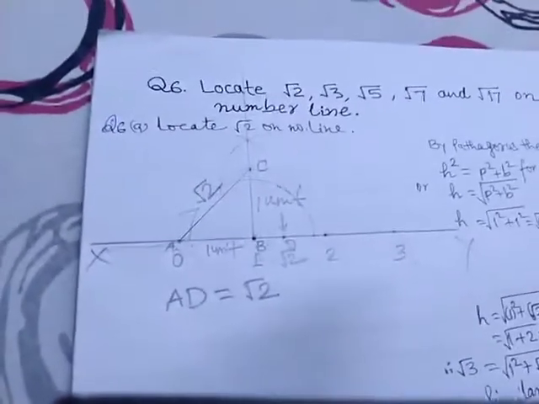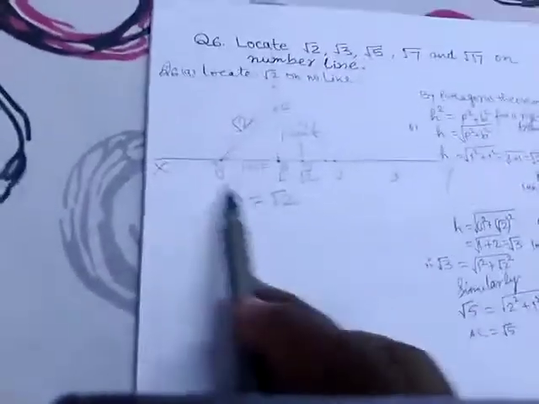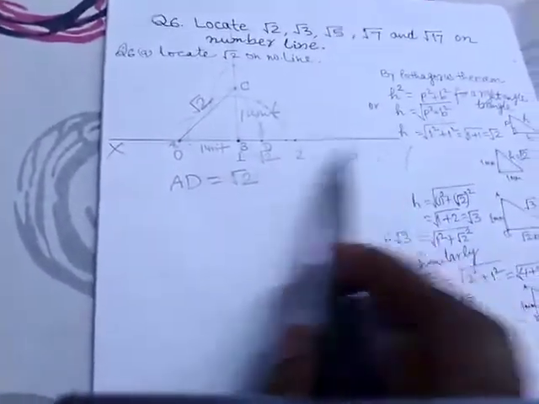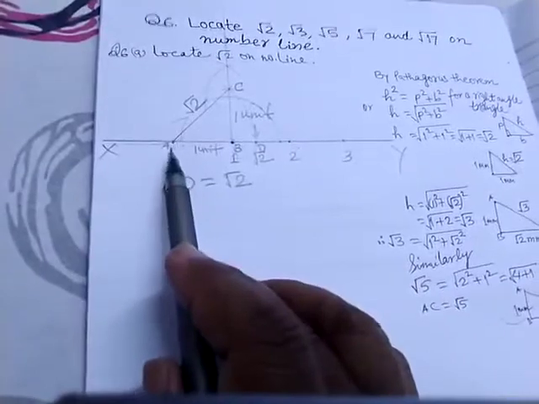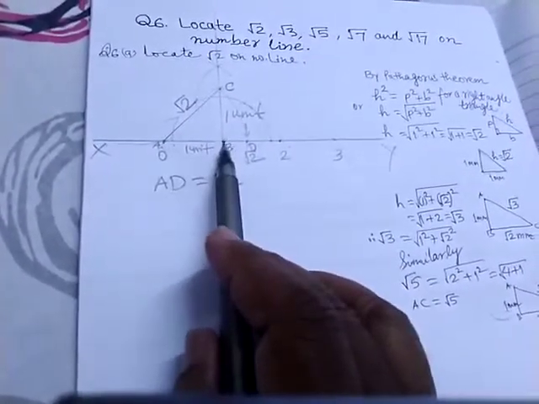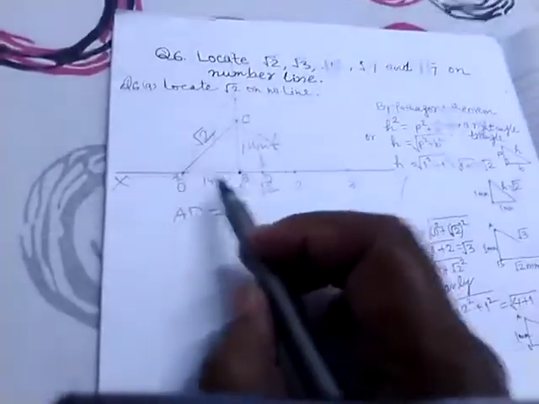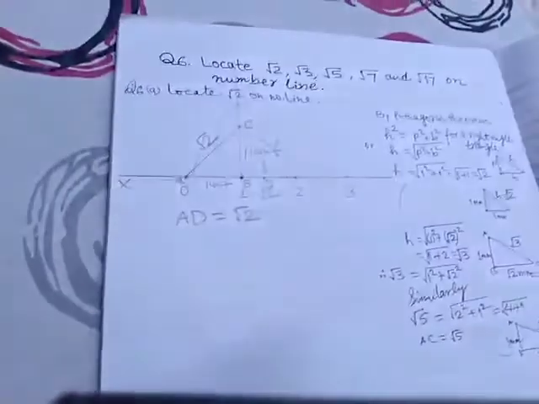So first of all, I will teach you how you will draw root 2. First you will take a line XY and you draw 0, 1, 2. I have taken this in inches. From 0 to 1 here is 1 inch. This is 2 inch, 3 inch. So this will be easy to draw a circle, etc.